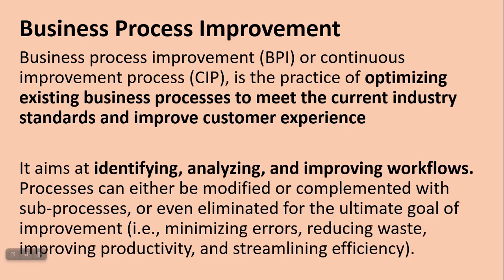In business process improvement, or continuous improvement process, it is the practice of optimizing existing business processes to meet the current industry standards and improve customer experience. The ultimate goal is customer satisfaction, and all the change needs to be considered in reverse order, that means from customer to the company.